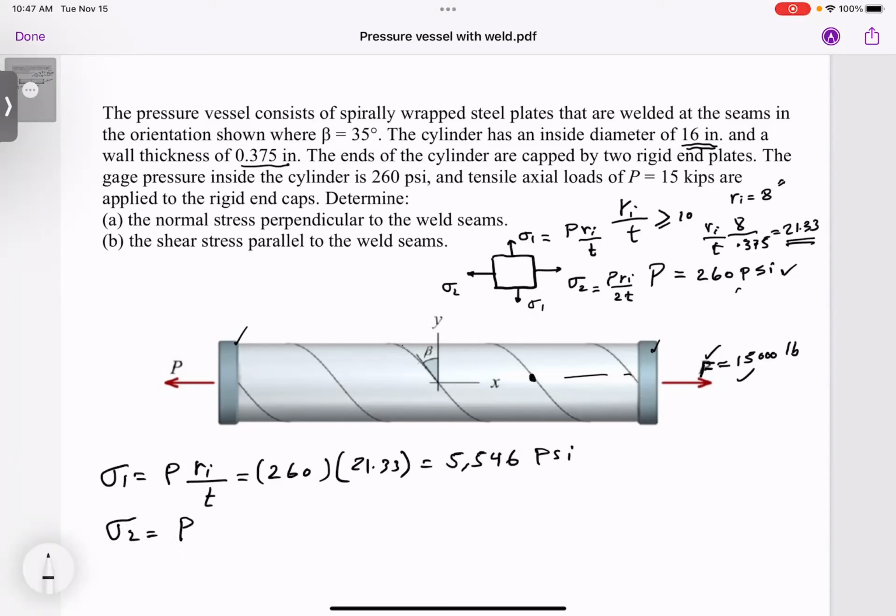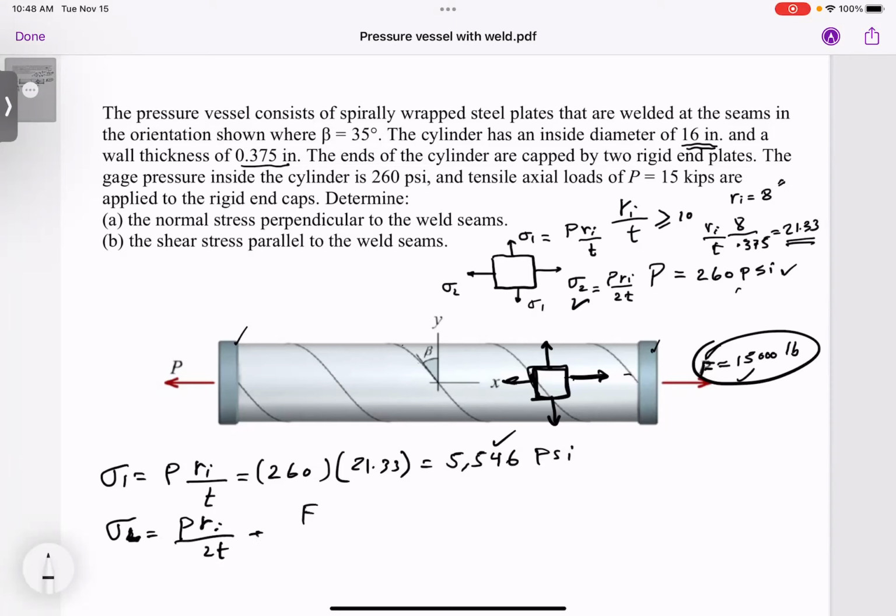Now, this guy, sigma 2 is what? Or sigma, let me say, in this direction. So you see now, if you look at the stress element here, you already got the hoop stress. That's this guy. But this one is going to be what? It's going to be this guy plus the stress developed here. So I'll still keep that as sigma 2. We'll call it sigma longitudinal, sigma L. It's up to you what notation you want to use.